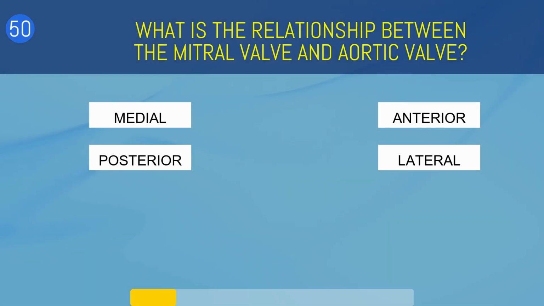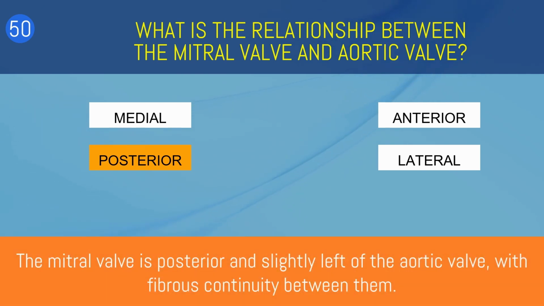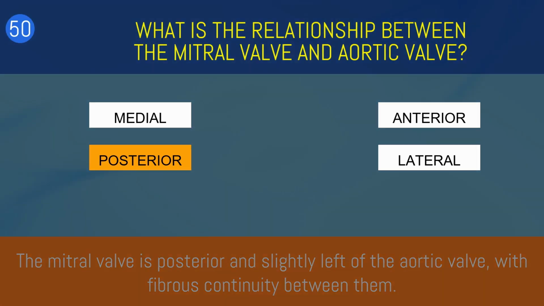What is the relationship between the mitral valve and aortic valve? Medial, posterior, anterior, or lateral? Posterior. The mitral valve is posterior and slightly left of the aortic valve, with fibrous continuity between them.